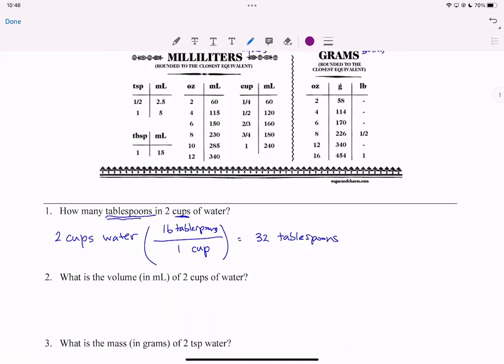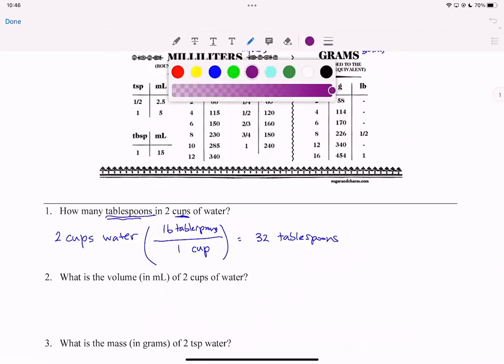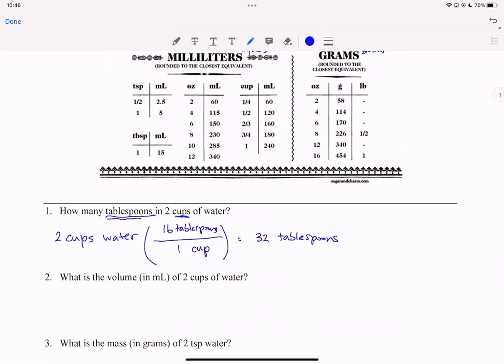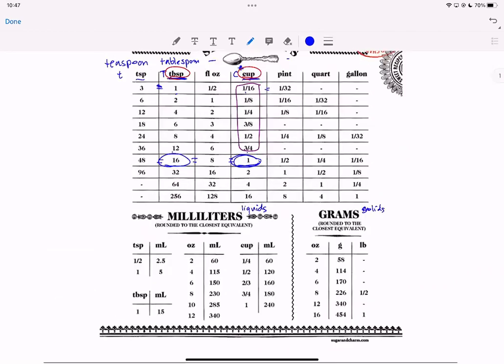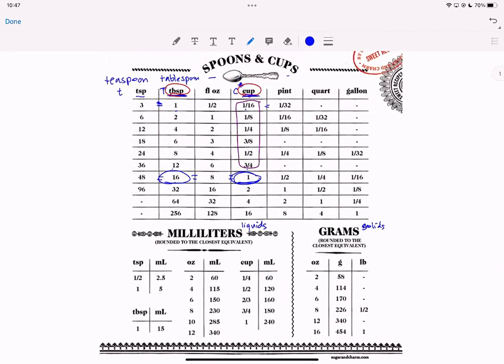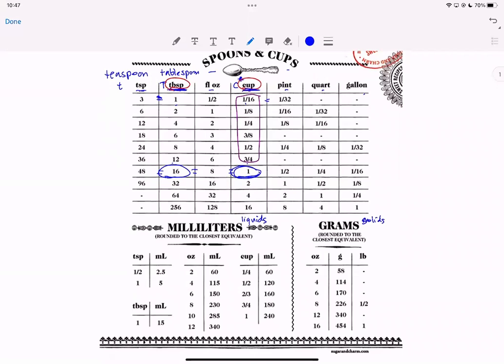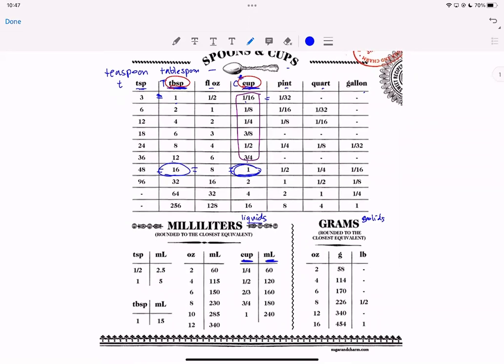Okay, so let's look at the next one, which is what is the volume in milliliters of 2 cups of water. So again, you have 2 cups of water, and we want to convert this to milliliters. Now I know from all of these up here that I have cups, but I don't have any milliliters. I've got teaspoons, tablespoons, fluid ounces, pint, quart, and gallon. But down here, I do have cups to milliliters. This is good for liquids.